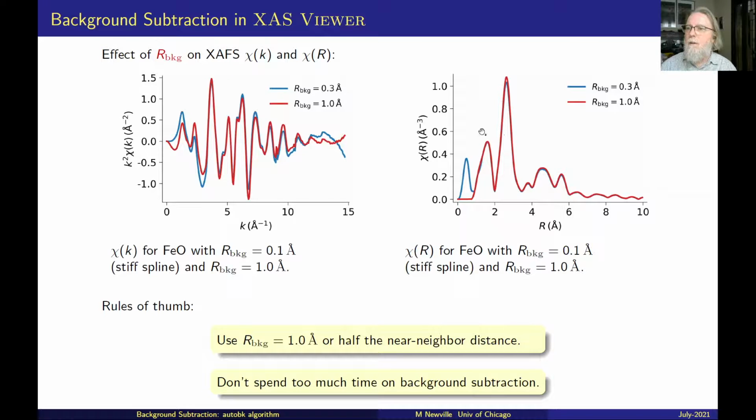In fact, you can see from this that even though we did a very stiff spline, it doesn't make very much difference in the further out portions of the spectra. There's some slight changes here, but this portion of the spectra above about 1 angstrom is pretty unaffected by getting the background a little bit wrong. So it's better to err on the side of being too low rather than being too high.